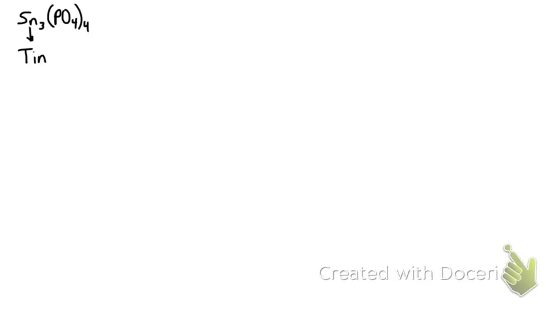And so then what we have to do next is decide whether tin is a transition metal. Technically it's in this no man's land, often referred to as post-transition metals, but we treat it the same way. So, tin is a transition metal. We will need parentheses to tell us what charge that tin is.